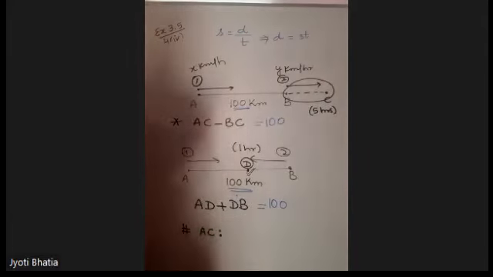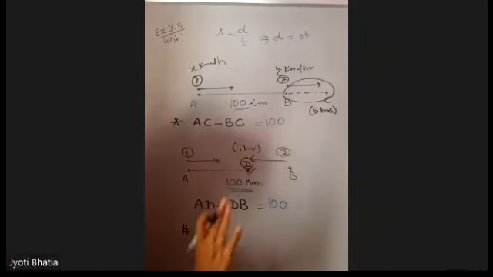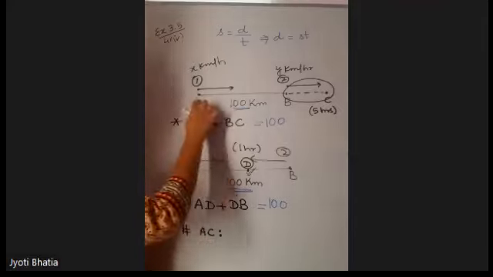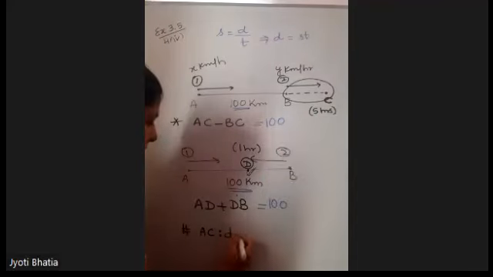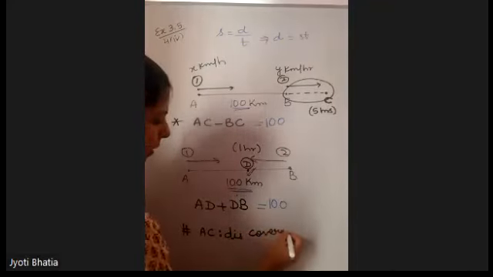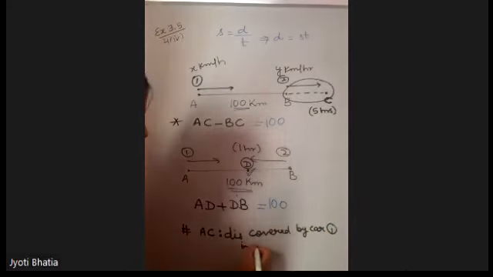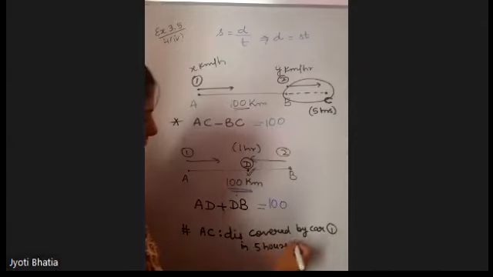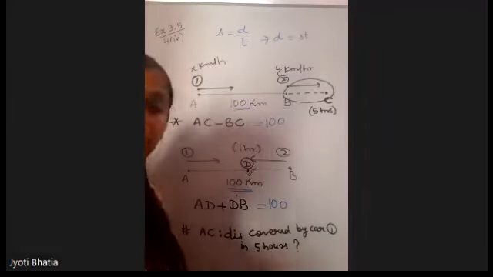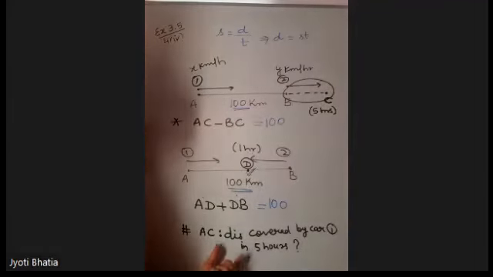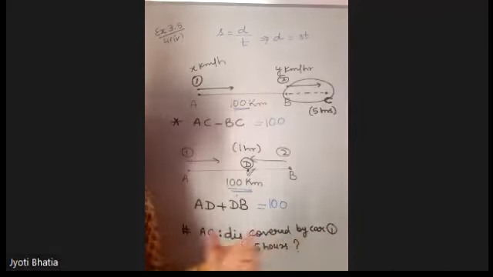I am writing each and everything on board so that you can register here. I'll rub it off and write it neatly again. AC, from the figure beta, is the distance covered by car 1 in 5 hours? Yes. I have written it in language. I have written it so that you can see carefully. Is AC distance covered by car 1 in 5 hours?